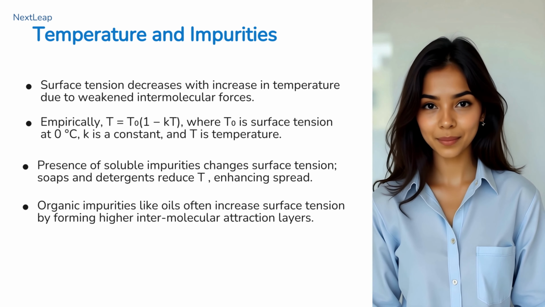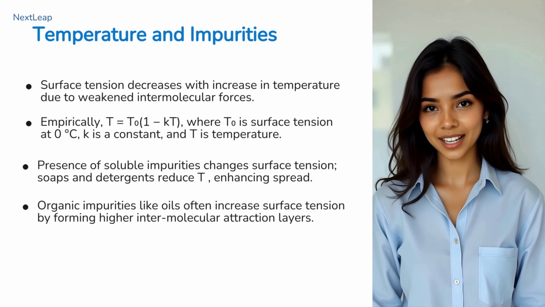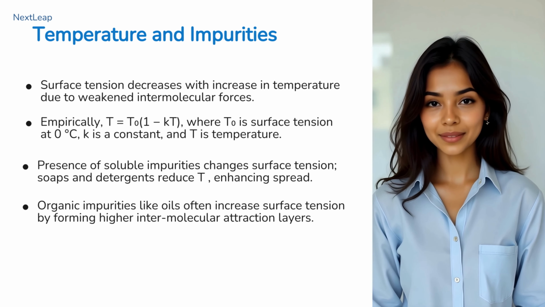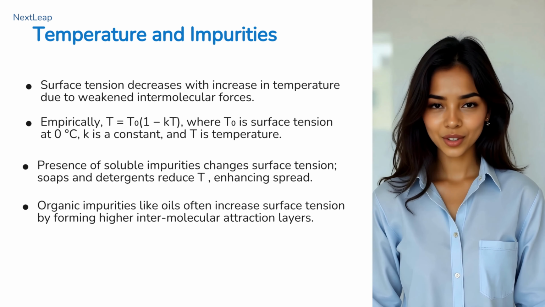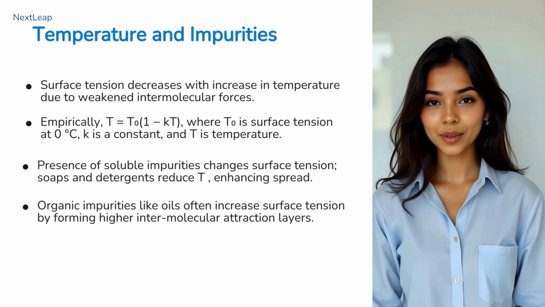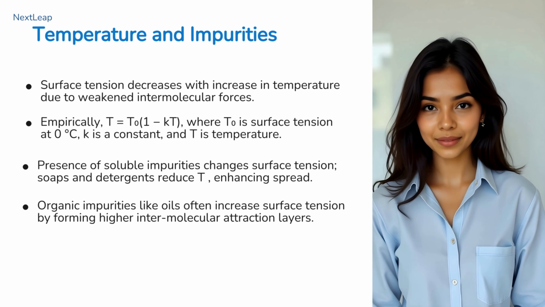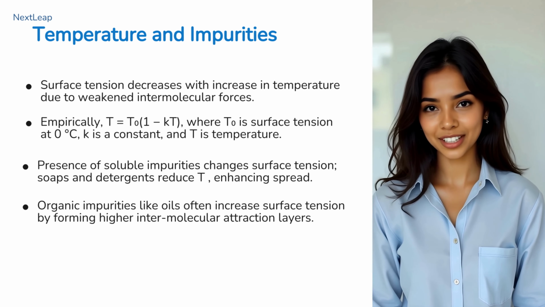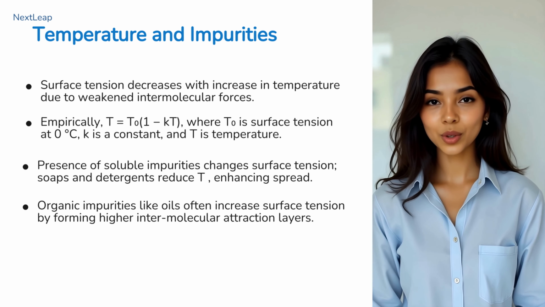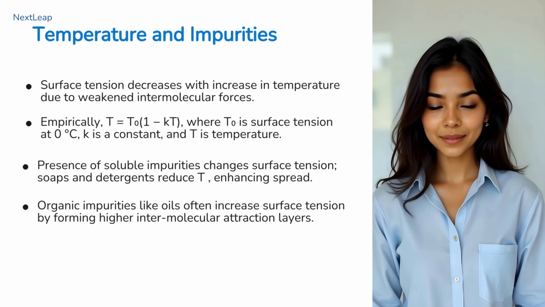Impurities also play a big role. Soluble impurities like soaps and detergents reduce surface tension, helping liquids spread and clean surfaces efficiently. On the other hand, organic impurities such as oils often increase surface tension by forming sticky layers that strengthen intermolecular attractions. Imagine a graph showing surface tension decreasing as temperature increases. This captures why hot water feels wetter than cold water as it spreads more easily.